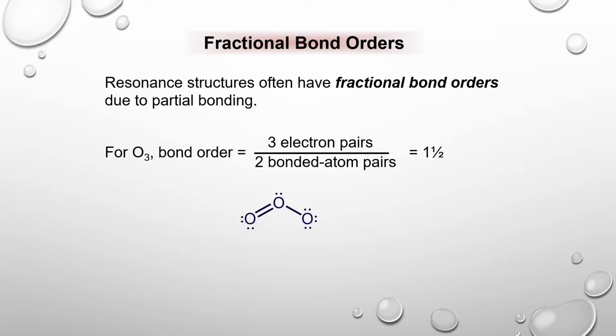If you recall, bond order is determined by the number of electron pairs between two atoms divided by the number of bonded atom pairs. In the case of resonance structures, they often will have a fractional bond order due to the partial bonding that occurs between the atoms. So for O3, the bond order would be the 3 electron pairs, the 3 bonds that we are making on the molecule, divided by the 2 bonded atom pairs. So 1.5 would be the bond order for the oxygens in ozone.